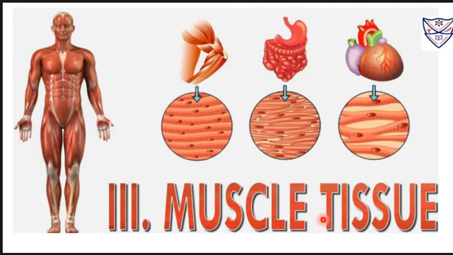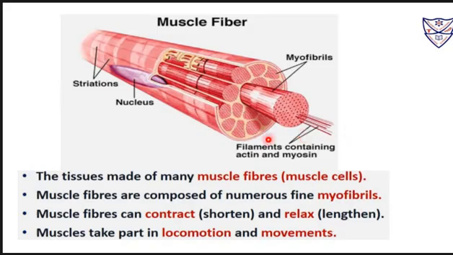Now let us look at the next type of tissue, that is the muscle tissue. So the muscle tissues are made up of many muscle fibers and muscle cells. Muscle fibers are composed of numerous fine myofibrils. These are the myofibrils. The muscle fibers can contract, that is they become shorter in length, and they can relax, they can become bigger in length. Muscles take part in locomotion and movement. This is how we move, because these muscle fibers slide over one another and enable us to move.